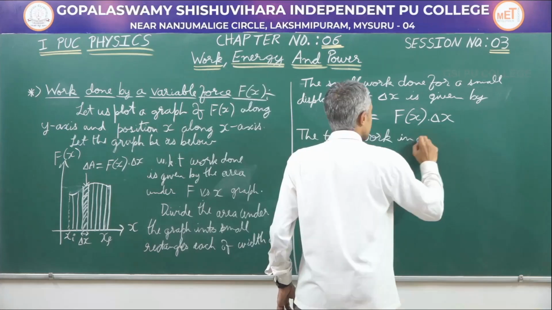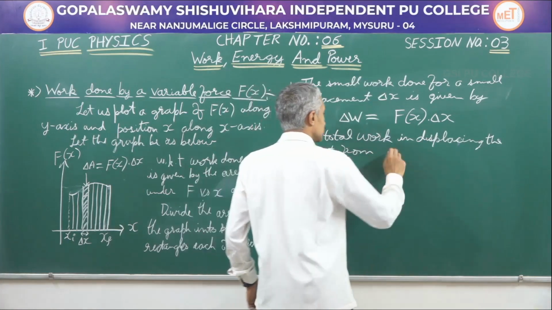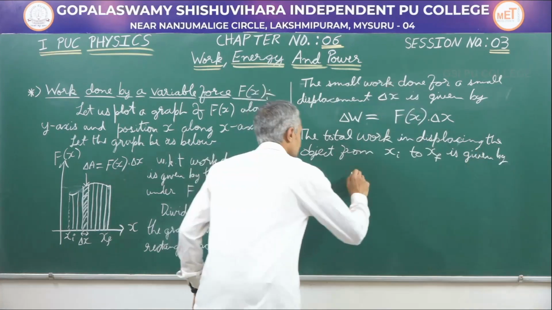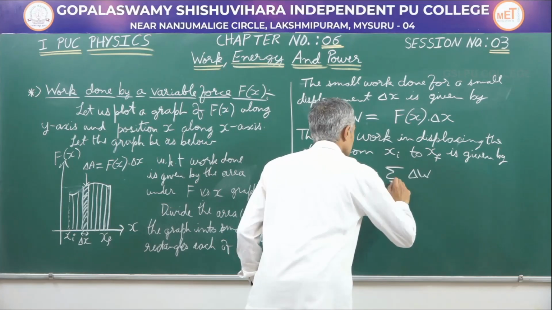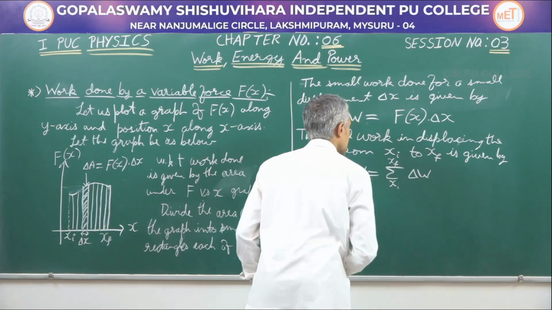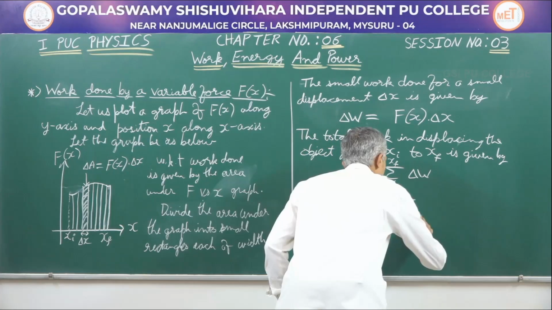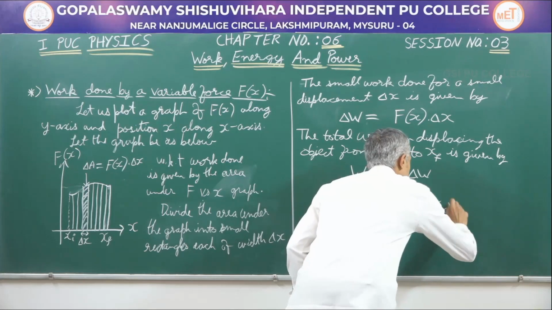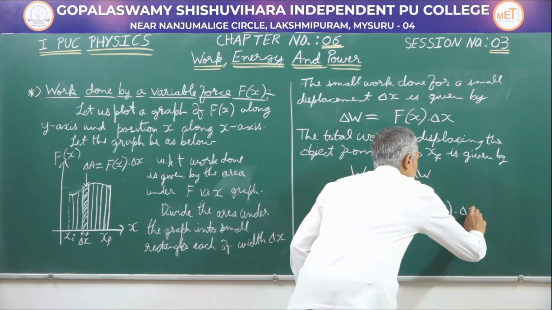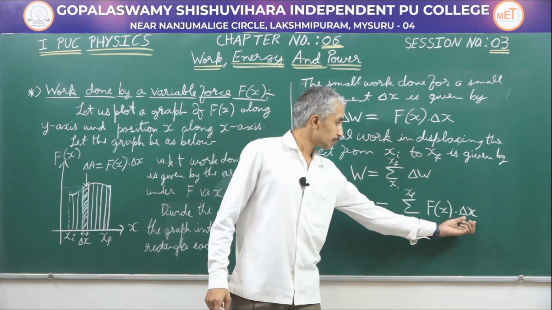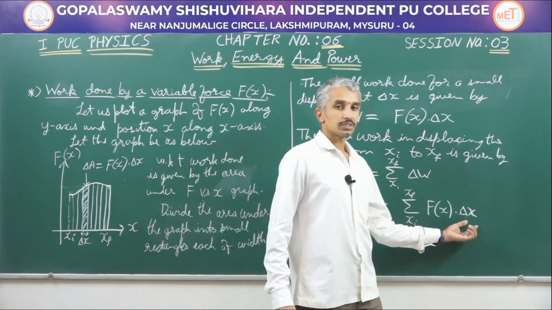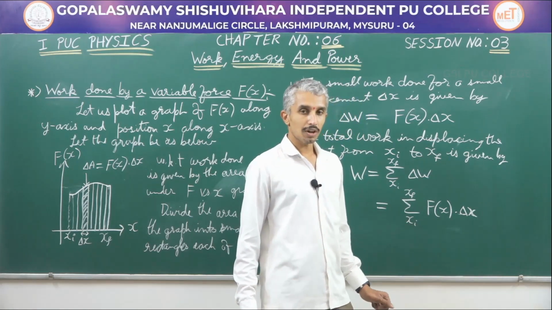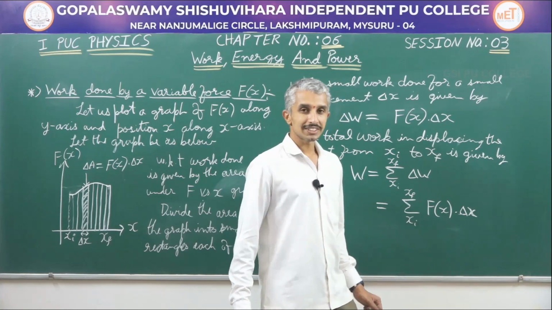The total work done in displacing the object from the position xi to xf is now given by the summation of all the work done from the initial position to the final position. So, this is going to be summation from xi till xf of force into displacement. Here we have considered that the force is constant for a small displacement delta x. If we reduce delta x to a smaller value, then definitely the force is constant for small displacements. Then the summation becomes integration.